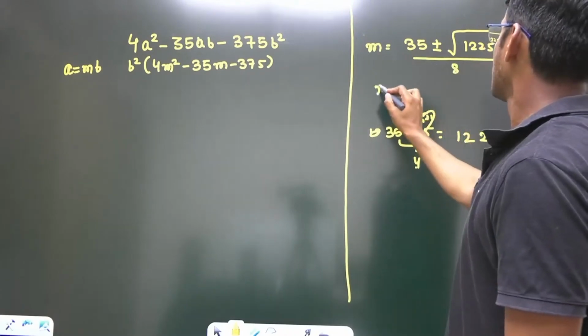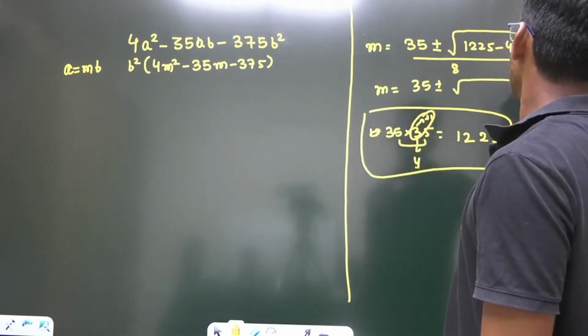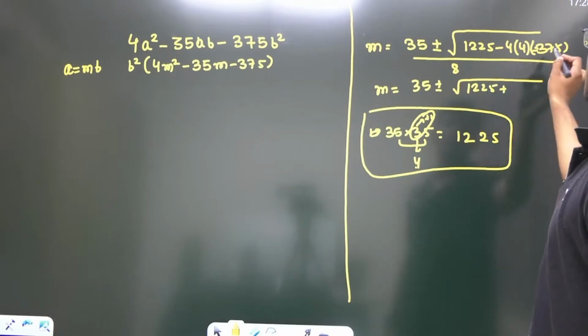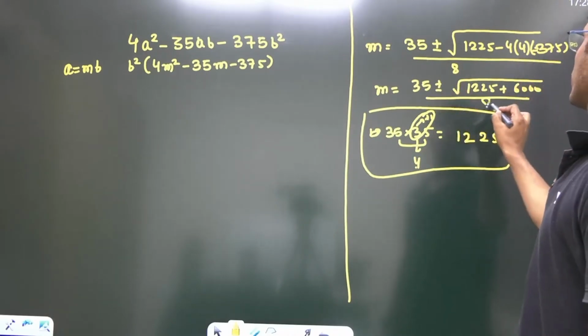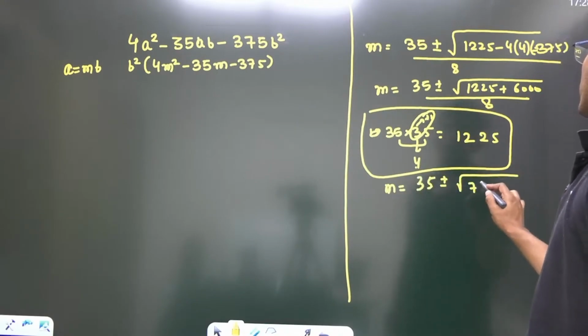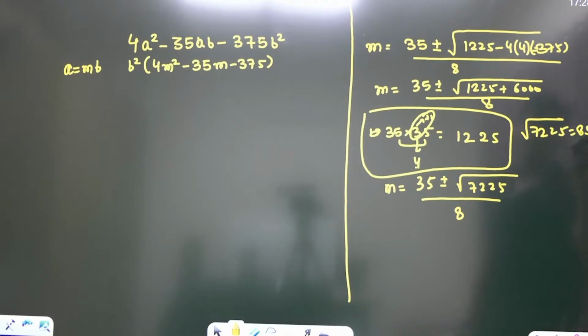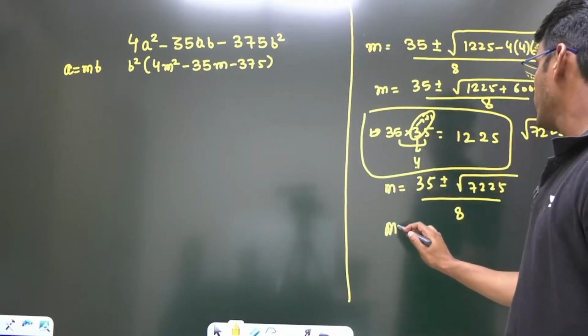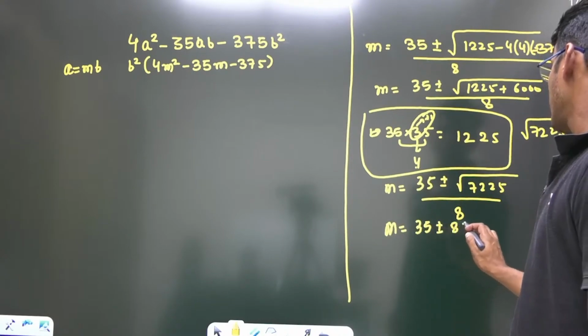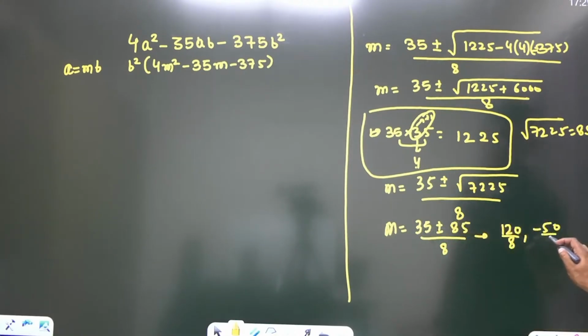2A is 8. M is 35 plus minus, I'll just make a box of it, under root of 1225 plus 6000 upon 8. So this becomes M 35 plus minus 7225 upon 8. Now square root of 7225 is 85. Okay, it is 85. So you have 35 plus minus 85 upon 8. So this becomes 35 plus 85 is 120 by 8, comma 35 minus 85 is minus 50 by 8. So this is 15 and this is minus 25 by 4.